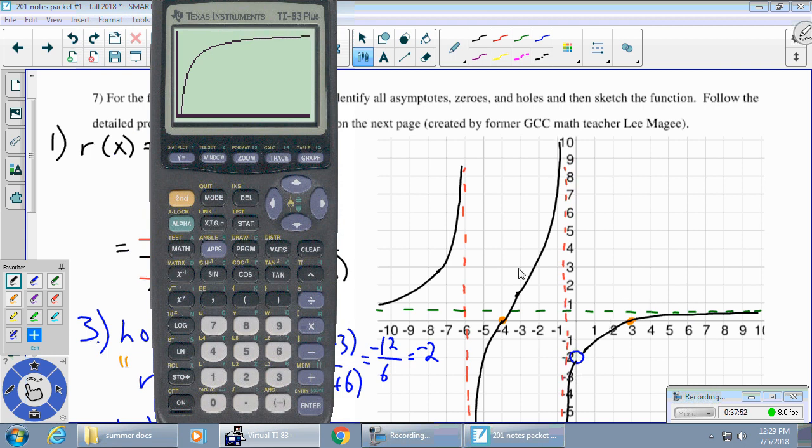All right, so those rational function problems are tough, they are long, they are involved, but they are good stuff. Practice with them.